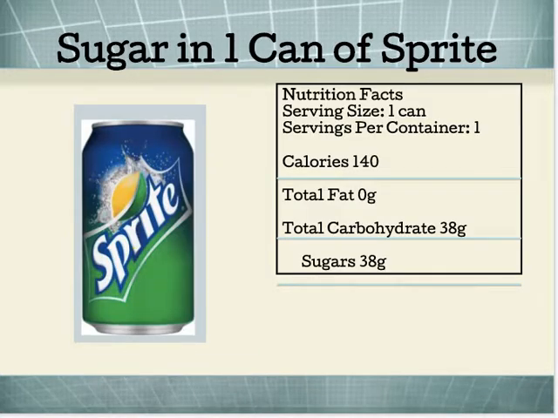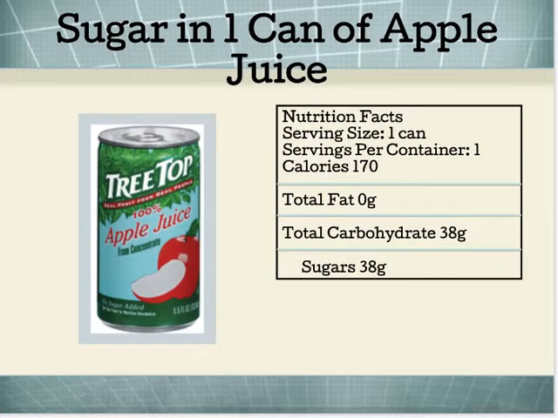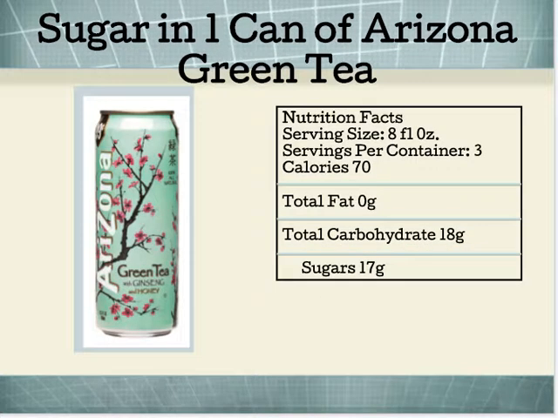So this serving size is 1 can, and they're 38 grams. Okay, 38 grams of sugar, which if we divide that by 4, we're going to get our teaspoons of 9.5. 9.5 teaspoons. Okay, here is our next can of juice. 38 grams of sugar. We know that's 9.5 teaspoons of sugar. Here is our next one.